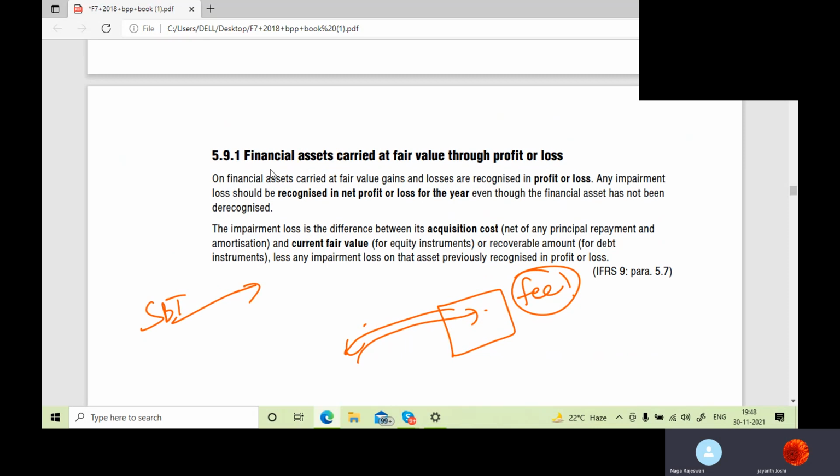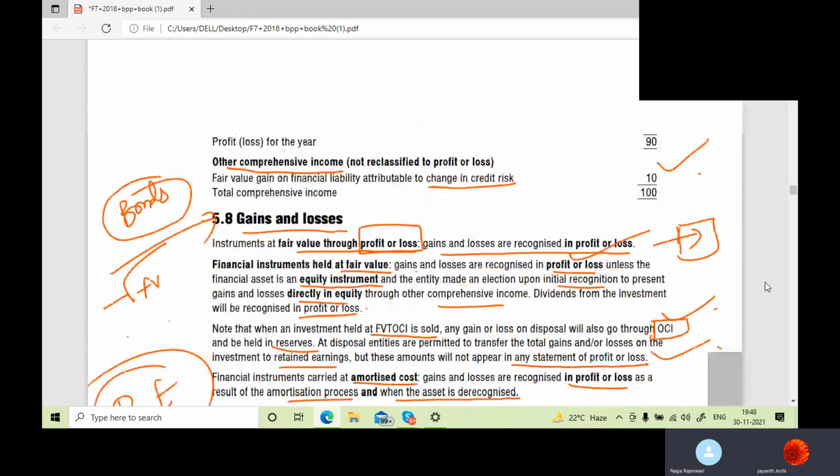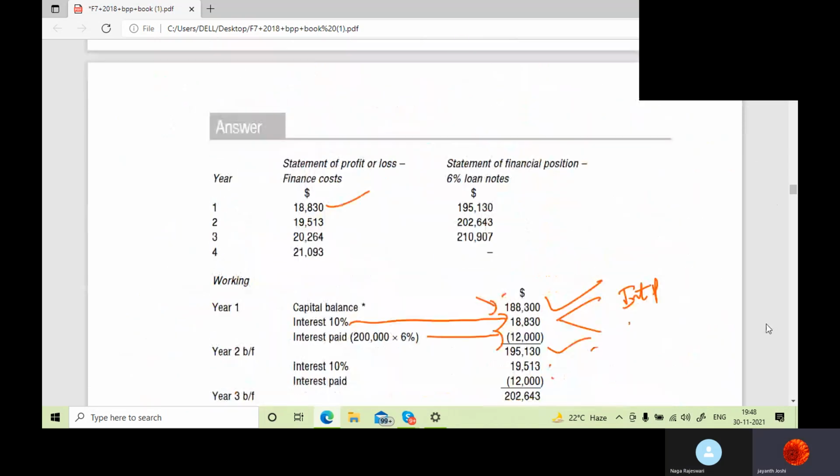I think we have already almost done financial assets carried at fair value through profit or loss. This is trading securities. One small point on financial assets carried at fair value: gains and losses are recognized in P&L. Already we discussed, and impairment should also be recognized in P&L. What is the impairment loss? If your security's carrying amount is greater than the recoverable amount, the difference is the impairment loss. Yes, good, correct, very good, excellent.